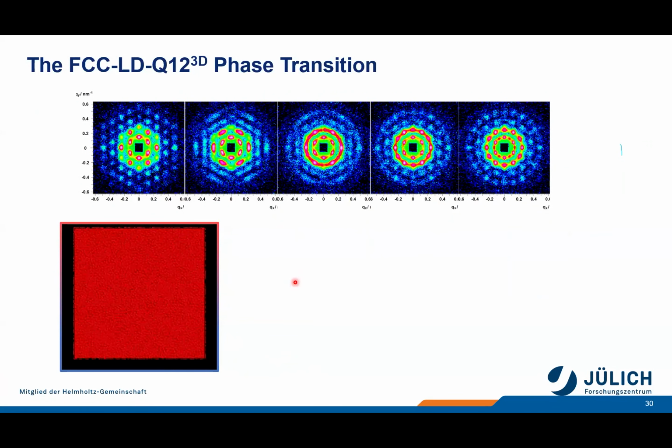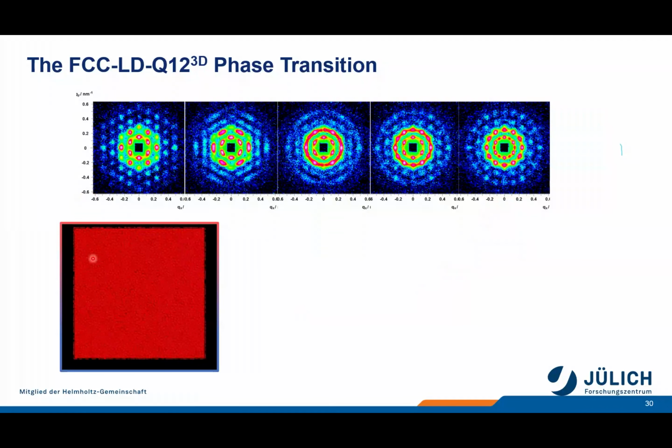Okay, so before I screw this up, this is the phase transition that we see in the experiment. So you have the 6-fold rotation symmetry FCC. Then we cool this thing down. We see peak broadening. Then we see additional 6 peaks coming in between the first one. And then after a while, we have this 12-fold rotation symmetry phase.